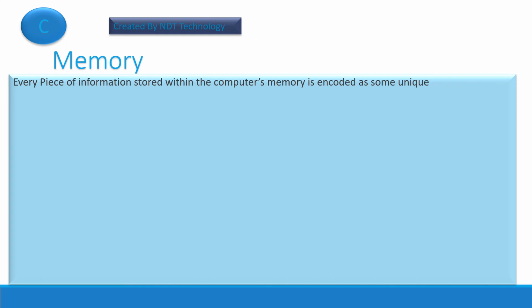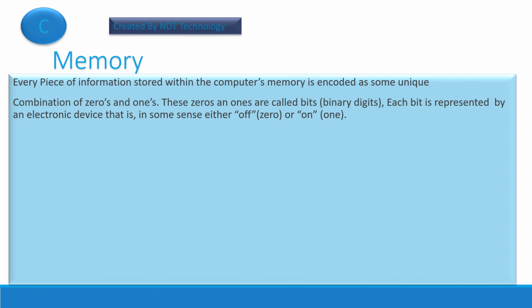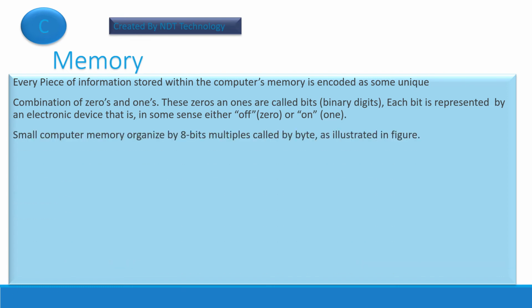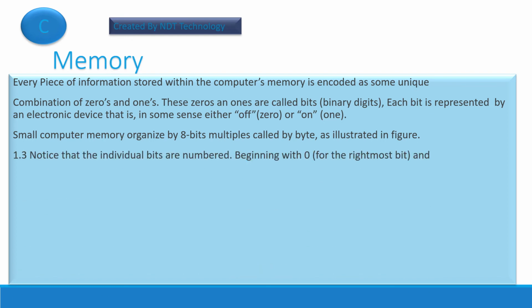Every piece of information stored within the computer memory is encoded as some unique combination of 0 and 1, right? Whatever kind of input you are giving, it may be characters, digits, special characters, video, audio, everything goes into the memory in the form of 0s and 1s. These are bits, and each bit is represented by an electronic device that is in some sense either on or off. Here, a small computer memory is organized by 8 bits, called a byte. A small memory, 1 byte of memory.